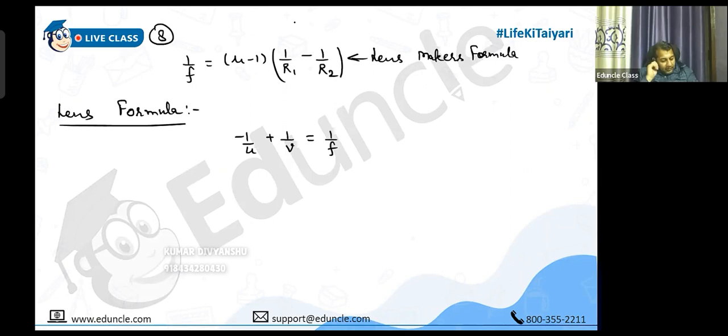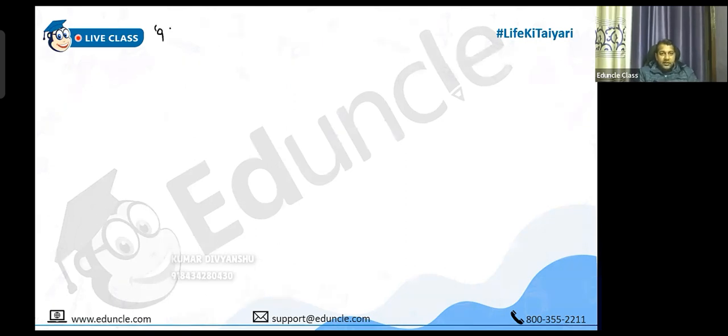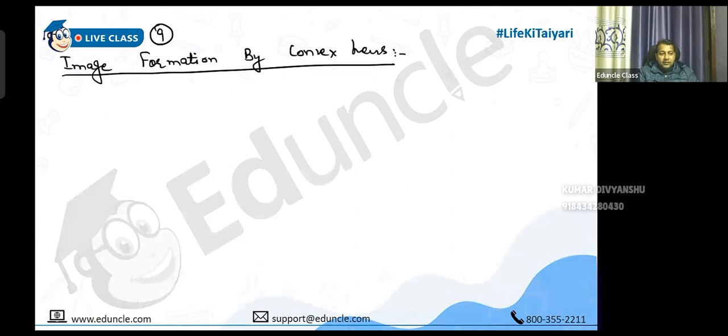Now let us discuss the image formation by the lenses. Image formation by convex lens, because there are a number of cases. Concave, just like a mirror, has only 2 cases. Image formation by convex lens, double convex, if I say exactly.